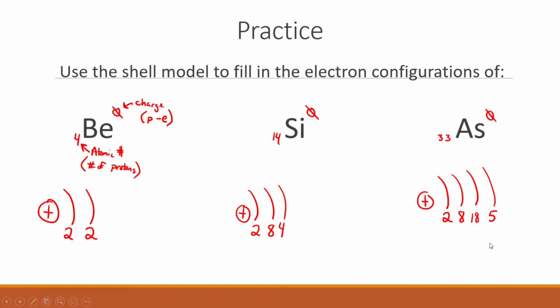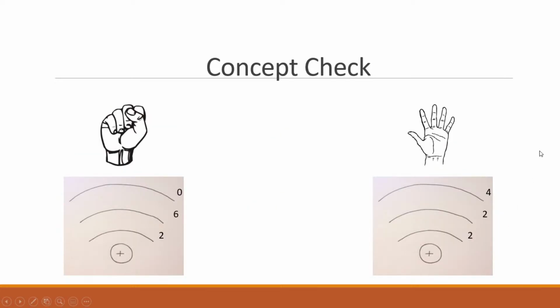Now, let's do some multiple choice practice. Which one of these is correct? A on the left, B on the right. Which one of these is correct?